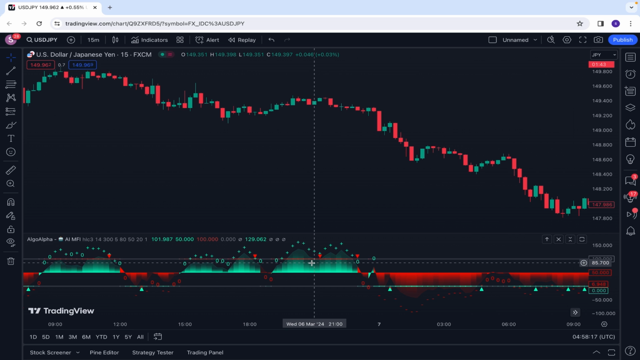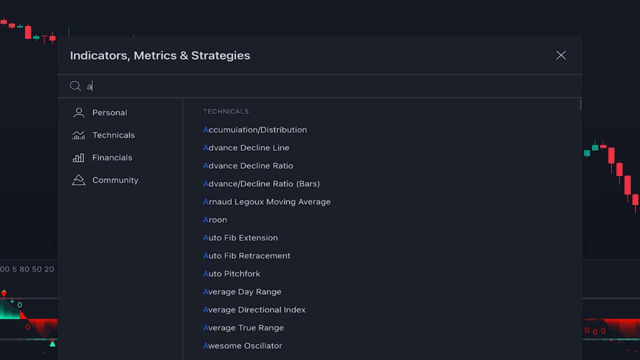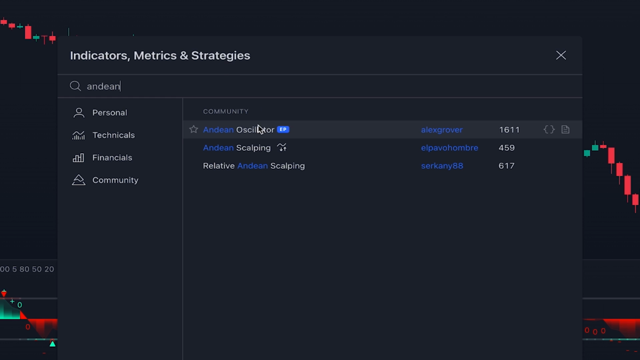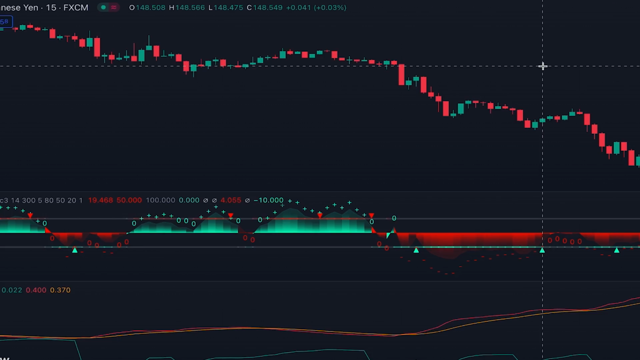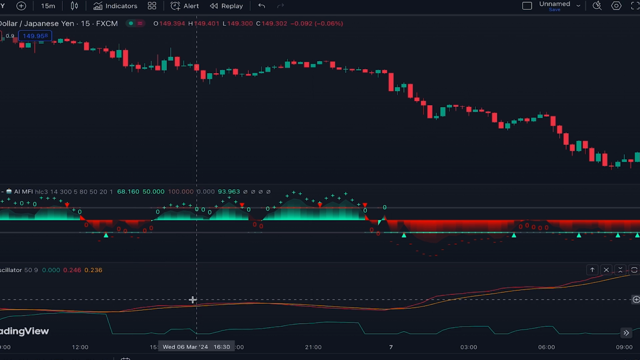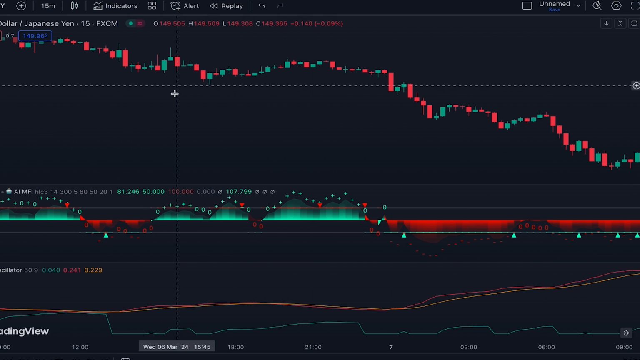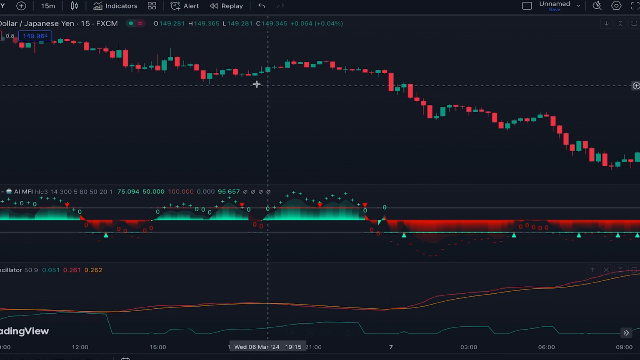For knowing when the momentum is increasing after being flat, we need to add another indicator to use in conjunction with this indicator. So here we click on indicators and we search Andean Oscillator. This one, which is an editor's picks indicator and written by Alex Grover. This indicator is a very powerful indicator that can help us with trending and non-trending markets. When the red line is above the orange line, it shows the market is trending down, and when the green line is above the orange line, it shows the market is trending up, and when the orange line is above the other two, it shows a flat market.